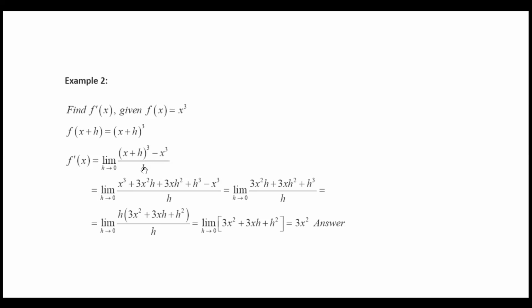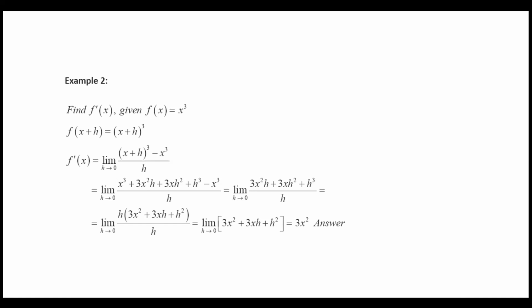Now, what we have to do is cube this. And you'll probably just want to square it and then take that answer and multiply that by x plus h. That's what we've done here. There's a way to expand a binomial, but let's not take time to do that. It's so easy just to multiply x plus h by itself 3 times.